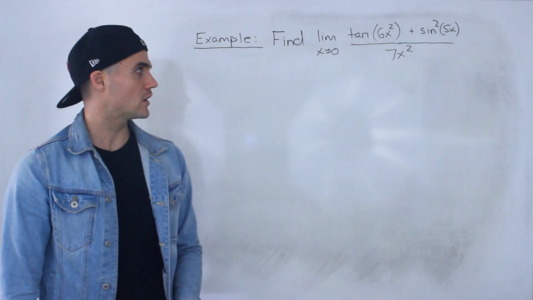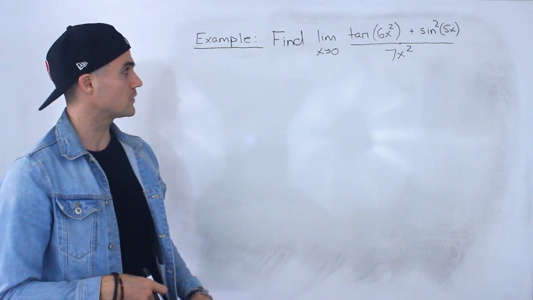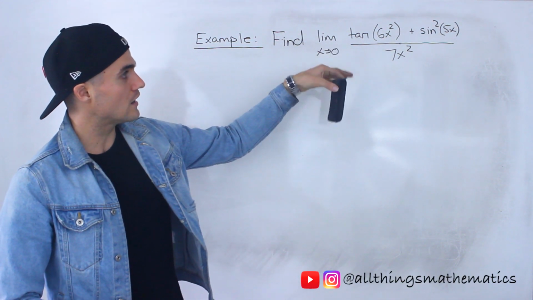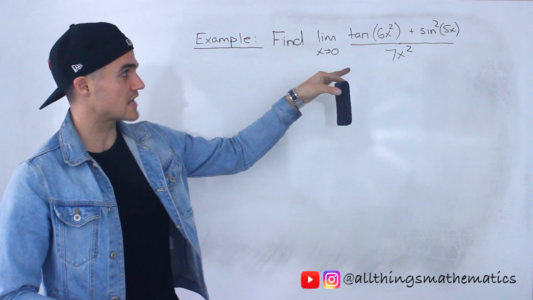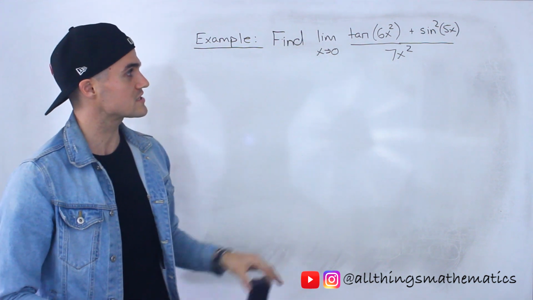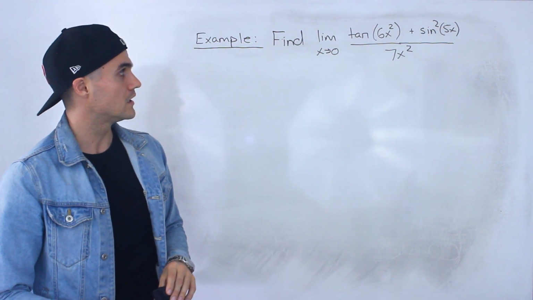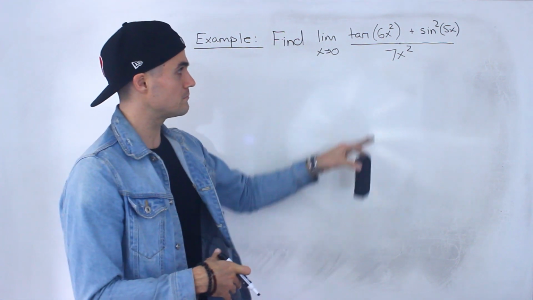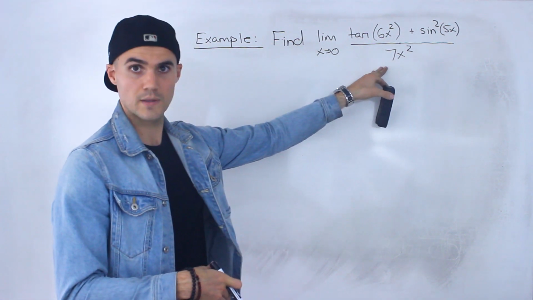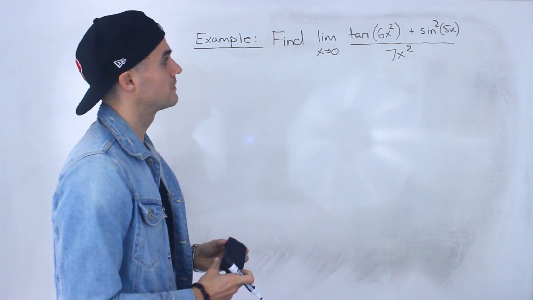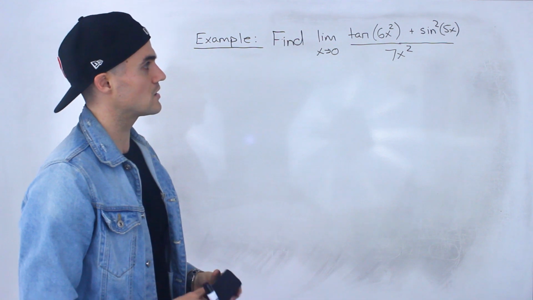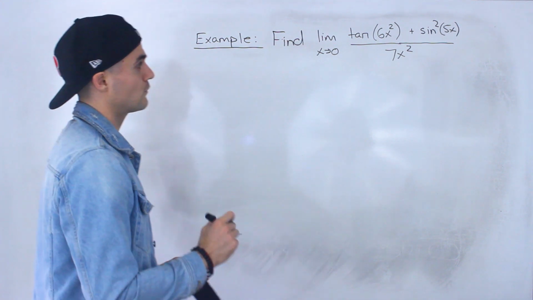Patrick here, and moving on to the next limit, we have to find the limit as x approaches 0 of tan of 6x squared plus sine squared of 5x, all over 7x squared. Notice that in this case we can't plug in 0, because the denominator 7x squared is going to be 0, and the numerator is also going to end up being 0. So we have to go about this in a different way.